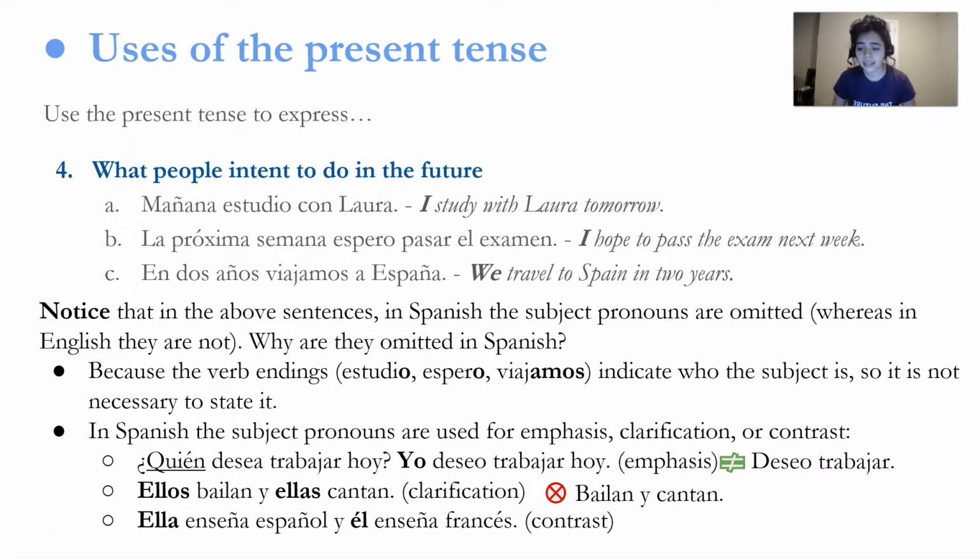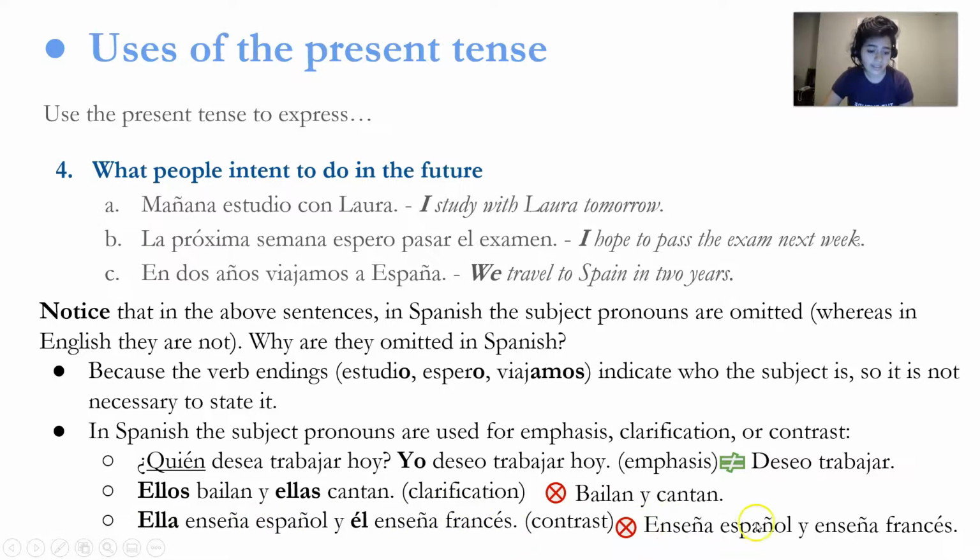In number 3, ella enseña español y él enseña francés. You're using it for a contrast. It's not the same as saying enseña español y enseña francés. Because in this one you're saying she teaches Spanish and he teaches French.